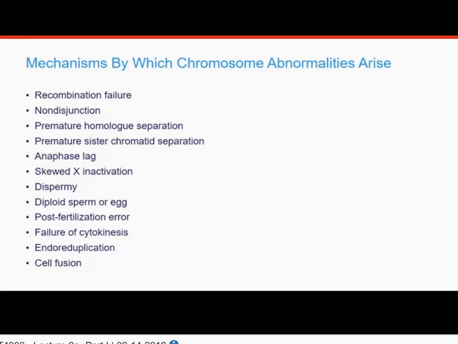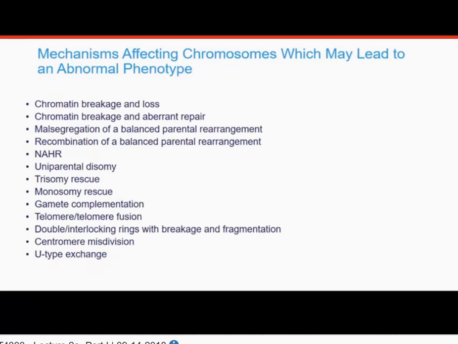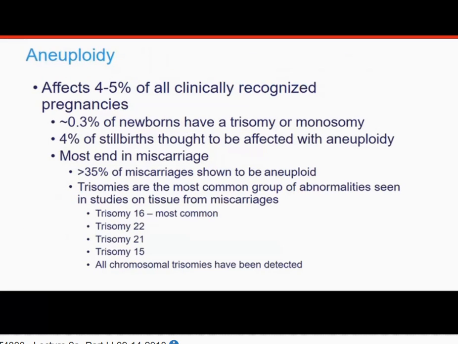Okay, so this is just a comprehensive list of the mechanisms that chromosome abnormalities come from. I'm not going to read through the whole list. We'll talk about a lot of these as we go through some of the syndromes. I just wanted to get this all in one place. And you can see there are quite a few ways that an abnormal phenotype can come about.